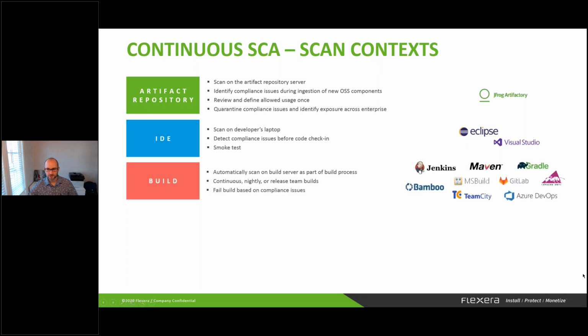The third is during the build. This is the most intuitive thing. So the build is where all of the check-ins come together, and this is the first time that you are building your application or your product around the latest set of check-ins. So naturally, this is a great scan event. This is typically where we recommend people start. And this is something that can be done continuously or maybe as part of a nightly build.